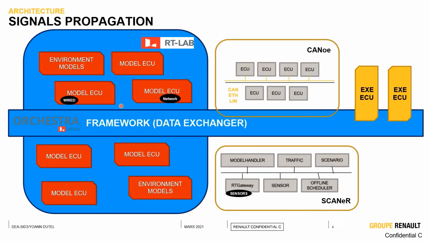We also have analog signals that we call wired. This kind of signal is exchanged directly from one model to another one, also through Orchestra. And the last one is the sensor data, which is generated by scanner and sent directly to the ECU model with UDP. Soon we will use, of course, Orchestra to exchange this data.